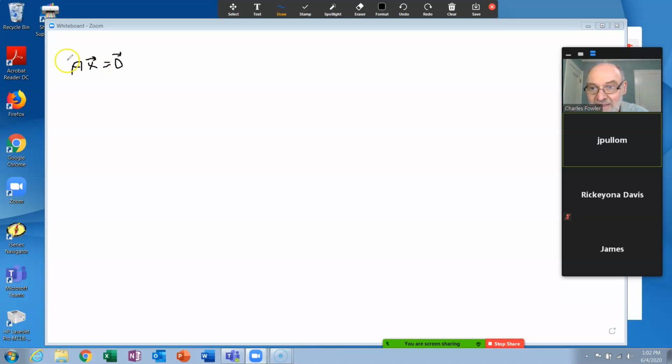Okay, now given that, here is the matrix A. Matrix A is 1, negative 2, 1, 2, 3, negative 2. All right. And of course your X vector.